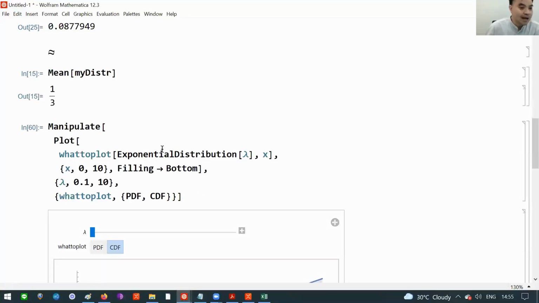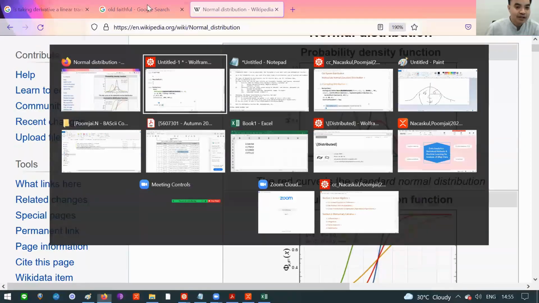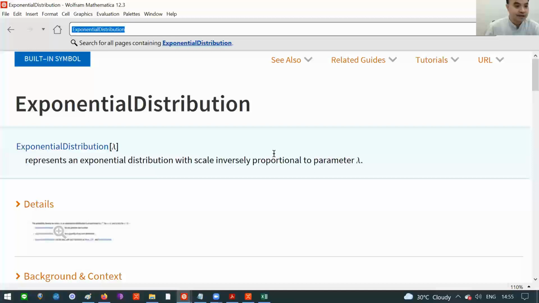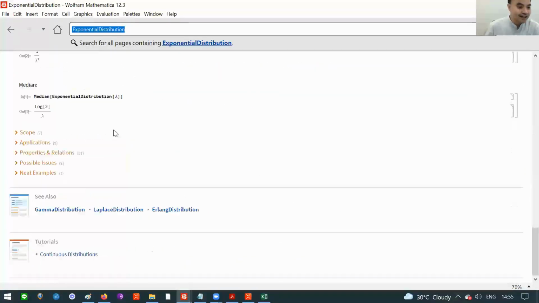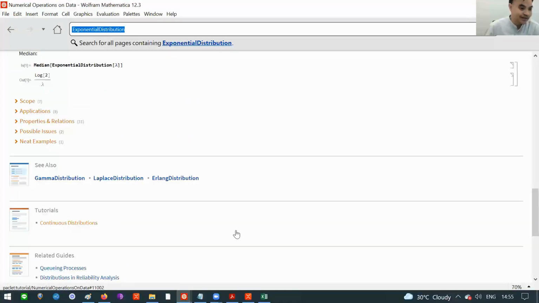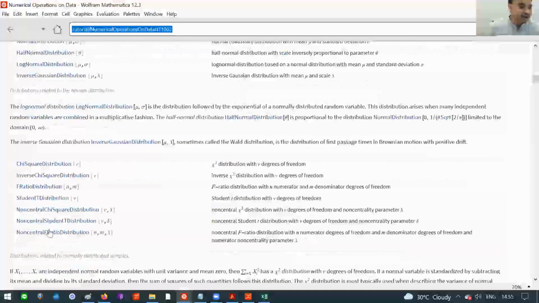But why use the exponential distribution? So let's go to the names of distributions in Mathematica. Let's say exponential distribution. Obviously, this is only one, right? There are many other distributions. In fact, there's a tutorial on continuous distributions, and this will definitely cover everything.